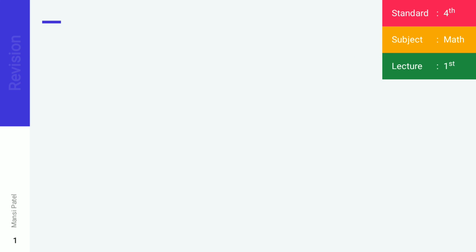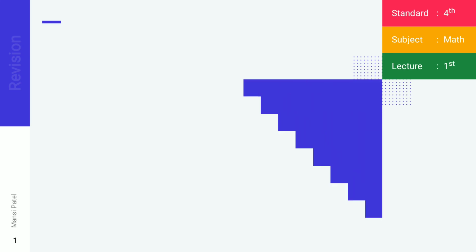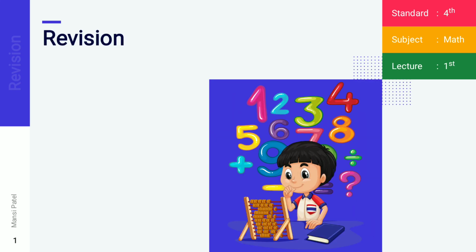Now today we are going to do the revision of chapter number 1 and chapter number 2. The name of our chapter number 1 is Building with Bricks. In this we are solving some sums regarding the bricks, as well as we study the unitary method, different types of views, faces, vertex and edges. And the chapter number 2 is Long and Short.